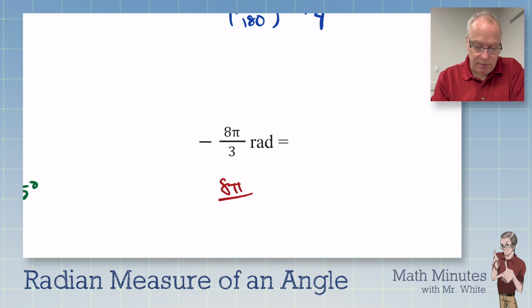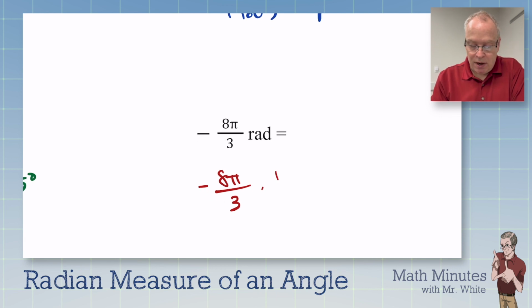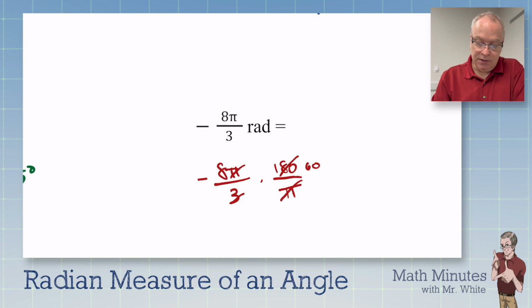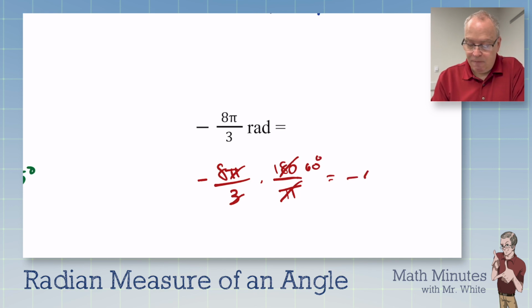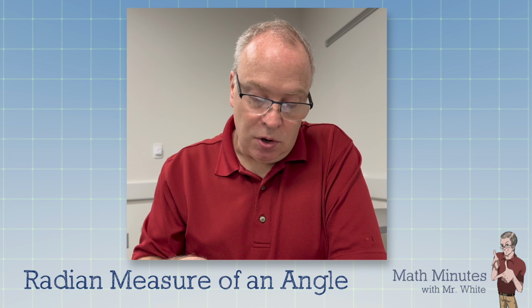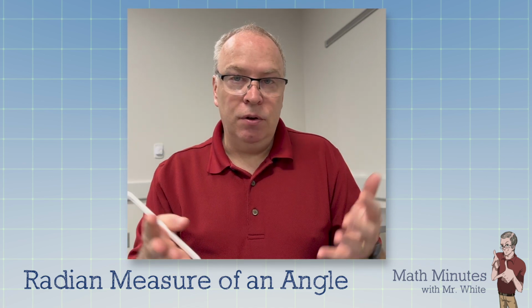And finally, we got one more example here. Negative 8 pi over 3. If I multiply by 180 over pi, the pi's cancel. 3 goes into 180 60 times. Radians cancel, of course, leaving degrees. And I get negative 480 degrees. Okay, so just make sure your units cancel and you can convert from either unit to the other.